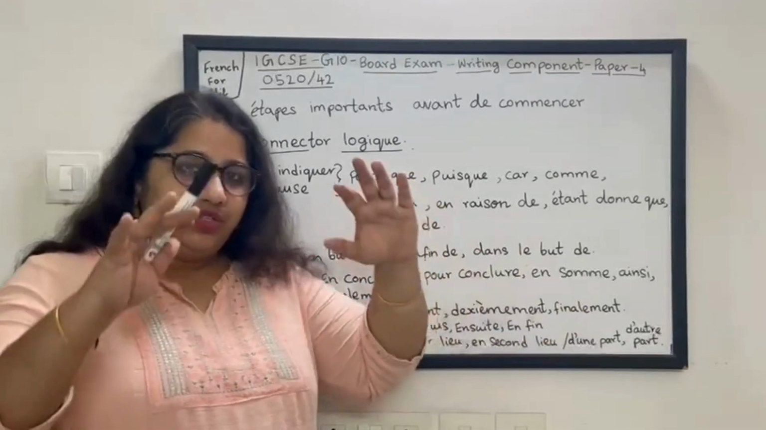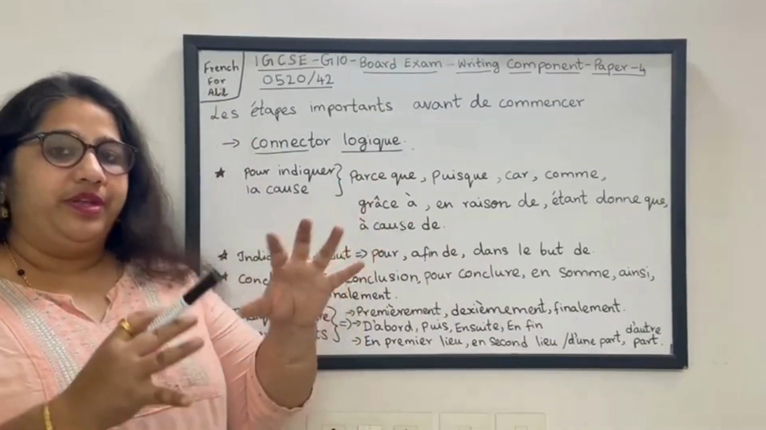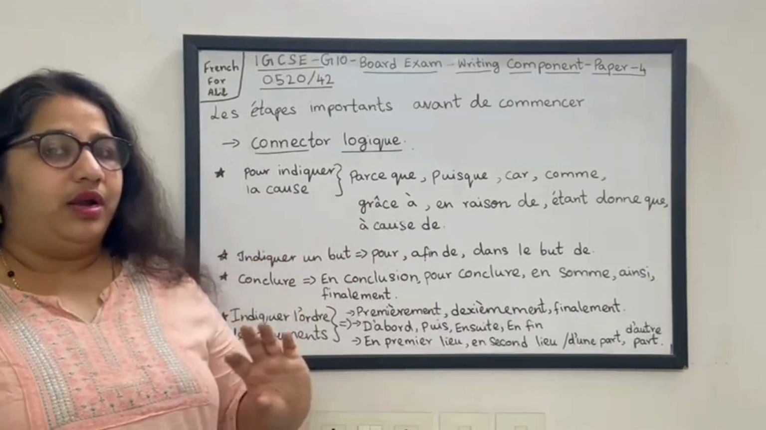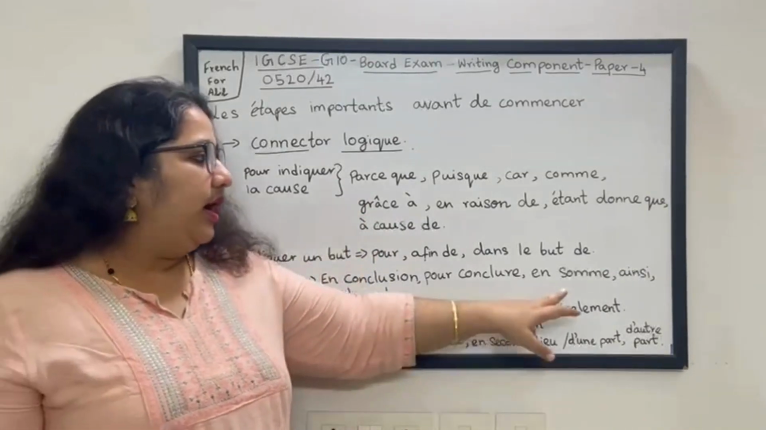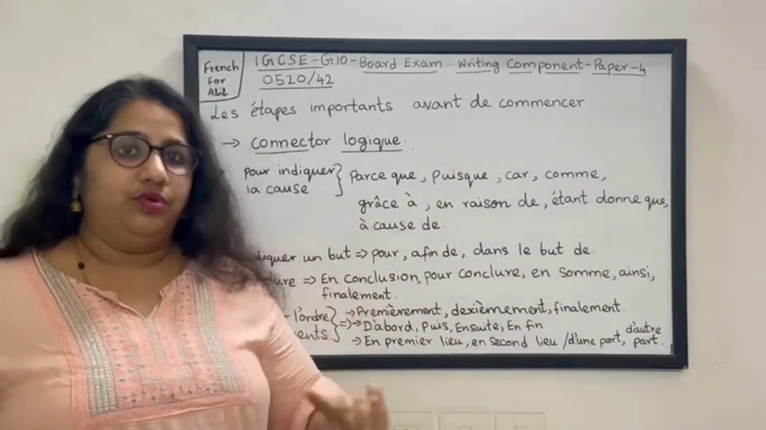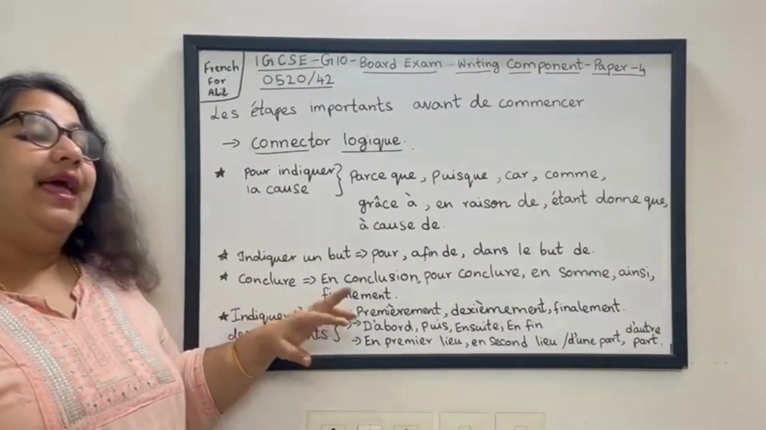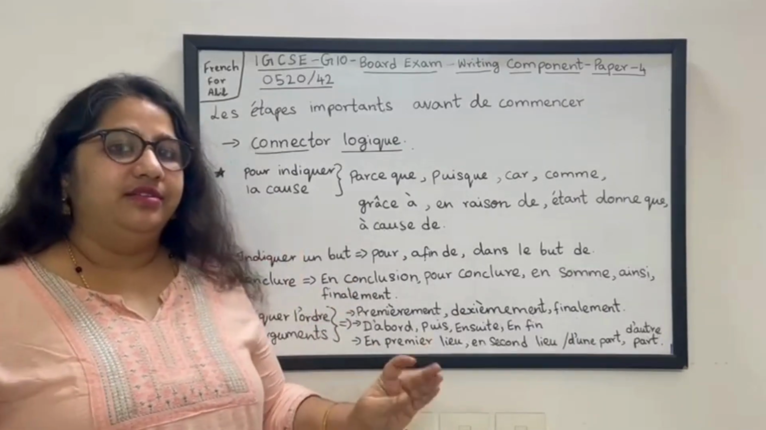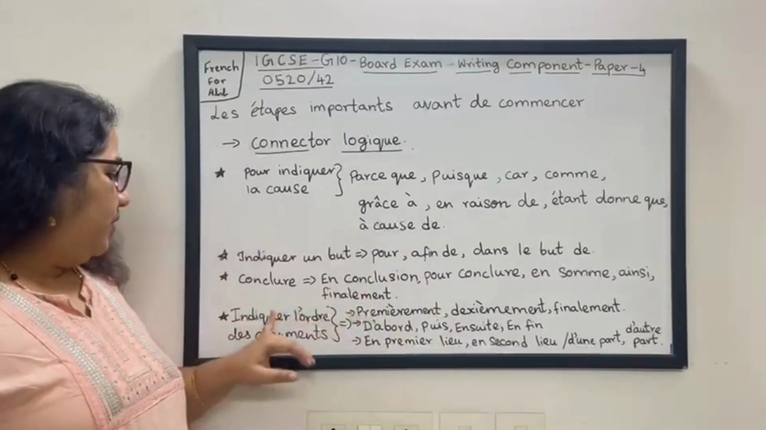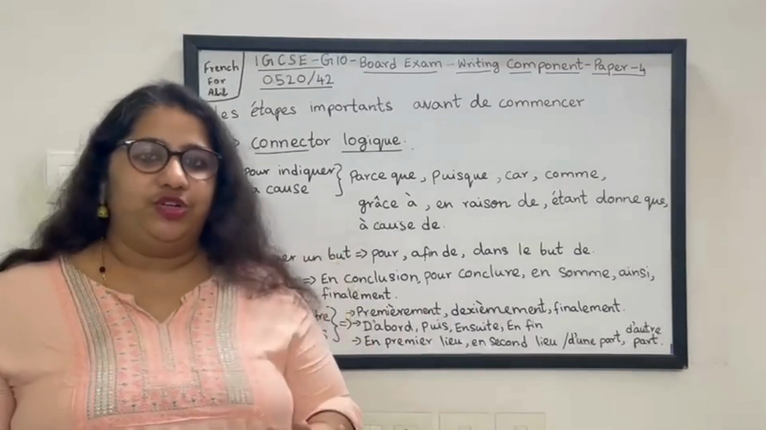En somme, that is you are summing up the entire text and giving your small advice or whatever you wanted to. And then ainsi is "so", after all this. That is the way to say ainsi. Finalement, finally, and you will conclude. Okay, the last part which I wanted to tell, this is the most important thing you all should know.